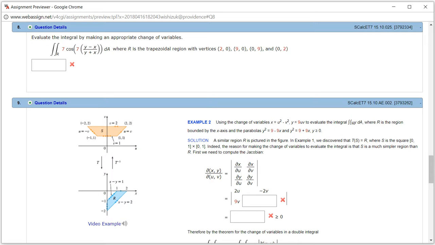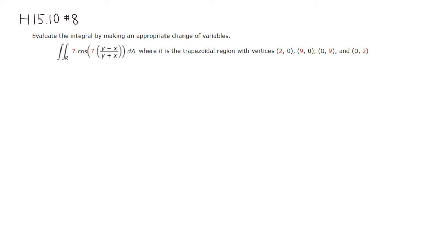All right, let's look at the homework 15.10, problem number 8. So let's evaluate this double integral using change of variables. If you look at this expression in the integrand, you can see we have a y minus x and x plus y plus x.